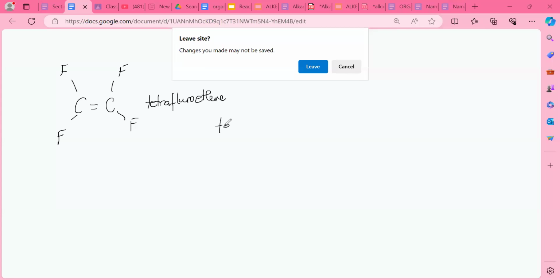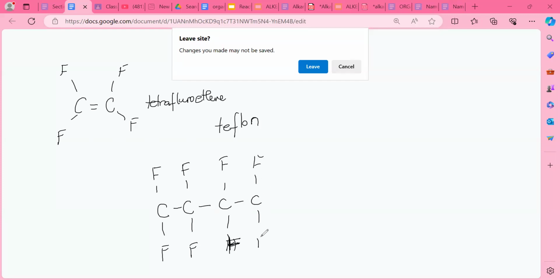Tetrafluoroethene is used to form Teflon. Teflon is used to make non-stick pots and pans. So we're going to draw the partial structure of Teflon. We just open up the double bond and we repeat. Open up the double bond, we repeat. This is an F, not an H. The monomer unit of Teflon is tetrafluoroethene; Teflon is the polymer.